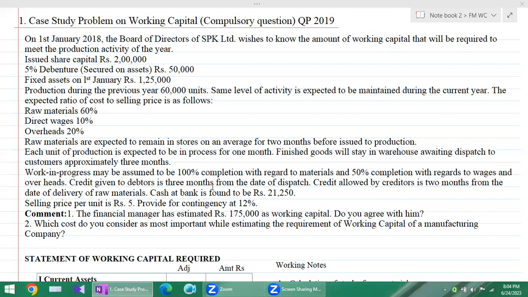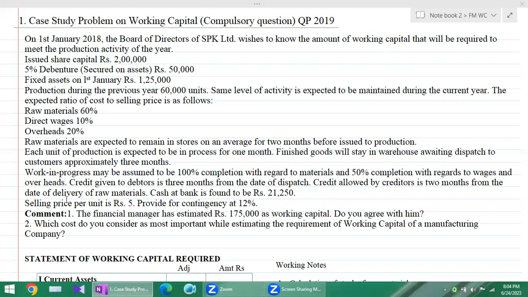Then credit allowed to debtors is 3 months. Velocity is 3 months for the customers, from the date of dispatch, and credit allowed by creditors is 2 months. This is nothing but current liability. This is debtors, and here it is creditors. The period lag is 2 months. It means the company has bought the goods on credit from the suppliers, and it takes 2 months to make the payment for that.